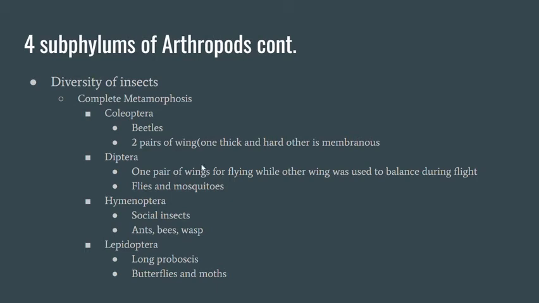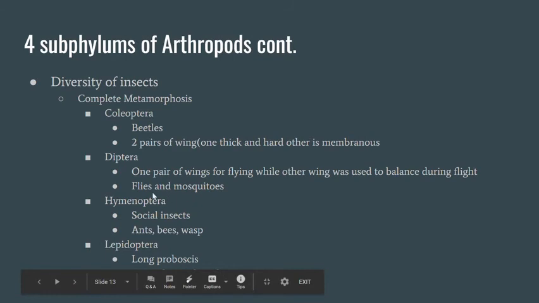Before going any further, I just want to take a look at the diversity of insects. Let's go over the ones that go through complete metamorphosis first, meaning that their larval and adult stage look completely different. You have your Coleoptera, these are your beetles. They have two pairs of wings, one is thick and hard, while the other one is membranous. You have your Diptera, they have two pairs of wings actually. One pair is for flying, while the other one is for balance. And these are your flies and mosquitoes.